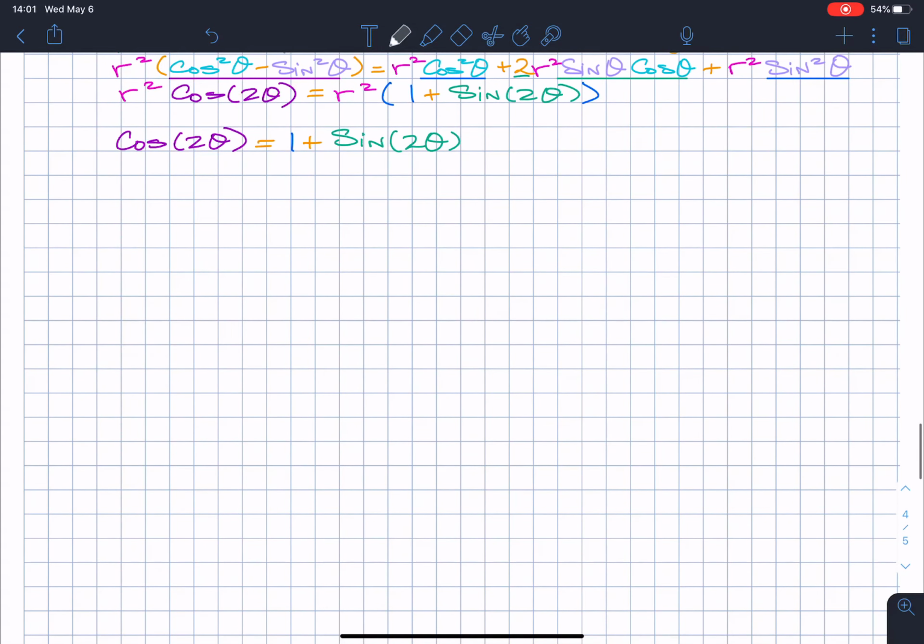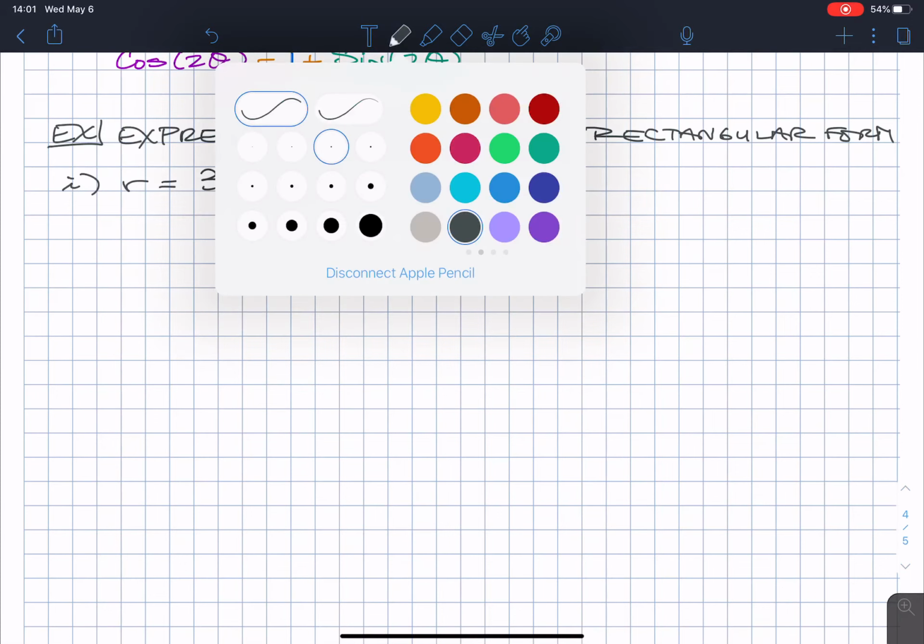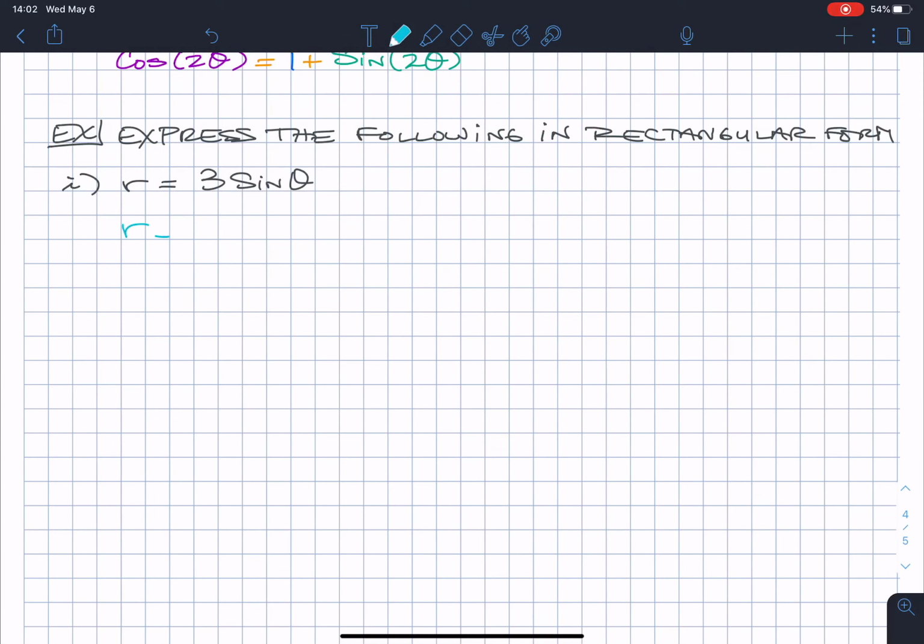So for example, let's express the following in rectangular form. Okay, so number 1, let's say we have that r is equal to 3 sine theta. Okay, so rewriting, r is equal to 3 sine theta.